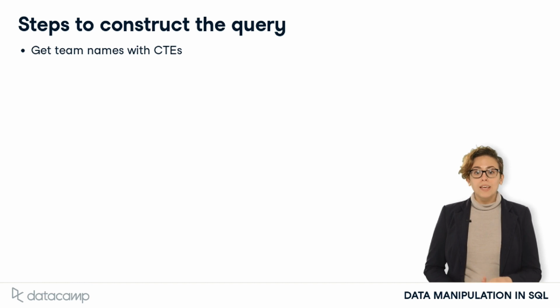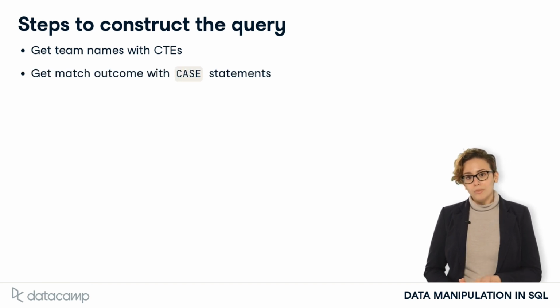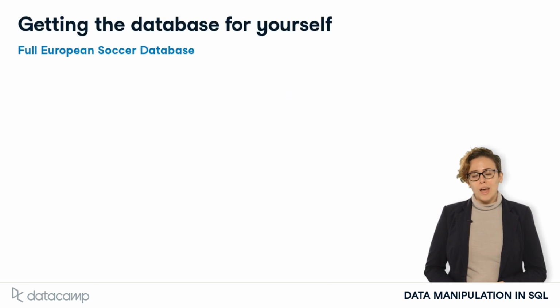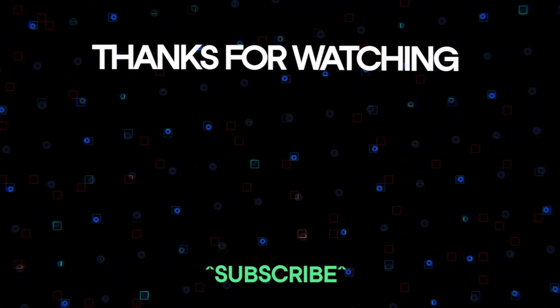We'll also be using case statements to categorize the outcomes of matches based on whether or not Manchester United won a particular match. Finally, we'll be ranking matches by the number of goals they lost a match using a window function. If Manchester United happens to be a team that you favor, or if there are any other European teams you consider a rival to your favorite team, I encourage you to explore the European soccer database for yourself and create similar or completely different queries to answer your questions.